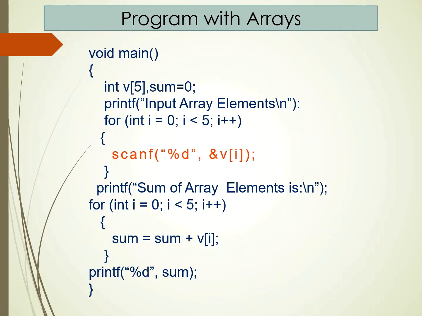So to conclude, we have declared an array, we have initialized an array, and we have manipulated the array. So we have seen that an array is a convenient mechanism for storing a set of values that are similar in type. Hope all of you have understood.